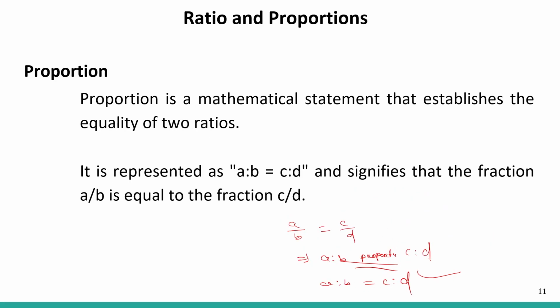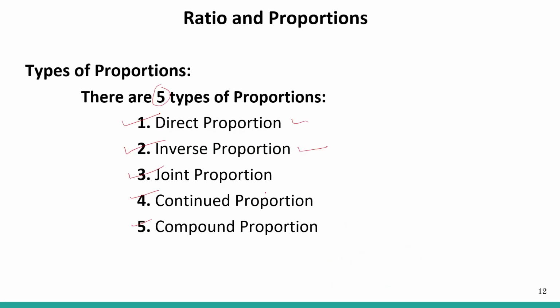Then we saw what proportion was. Proportion was nothing but a mathematical statement that establishes the equality of two ratios. So if A is to B is equal to C is to D, we say that A is to B is proportional to C is to D. Then we saw types of proportion, that there were 5 types: direct proportion, inverse proportion, joint proportion, continued proportion, and compound proportion. And the relations between these we have already studied.